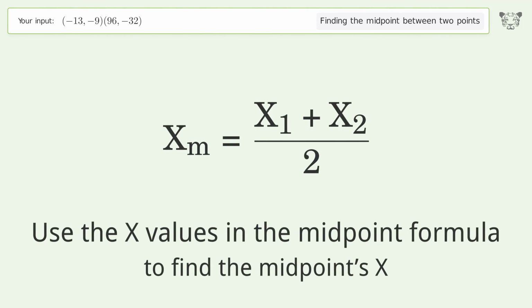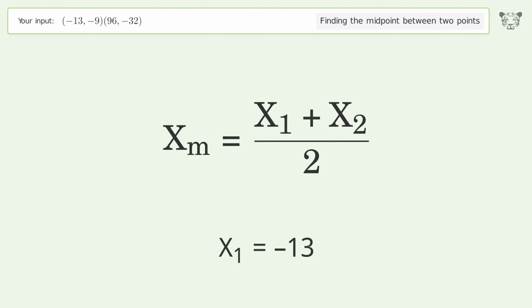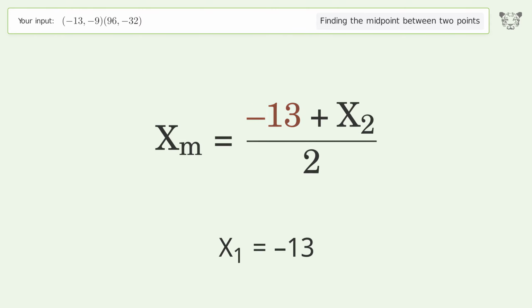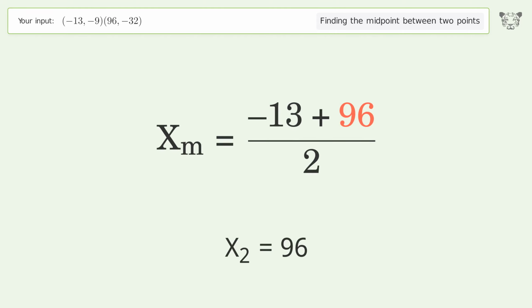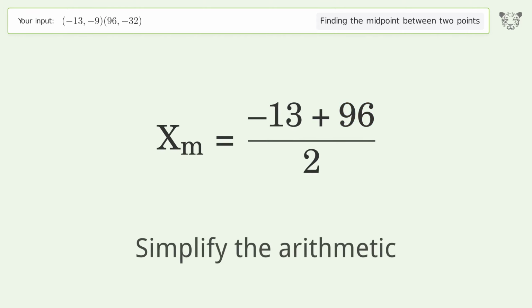Use the x values in the midpoint formula to find the midpoints x. x1 equals negative 13. x2 equals 96. Simplify the arithmetic.